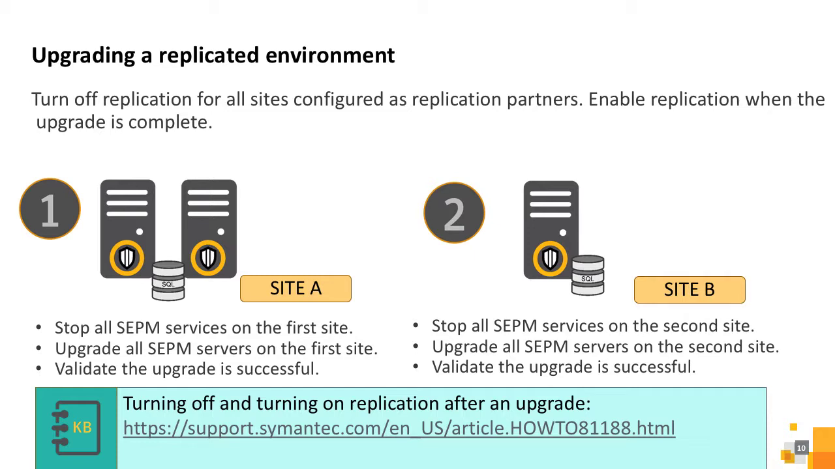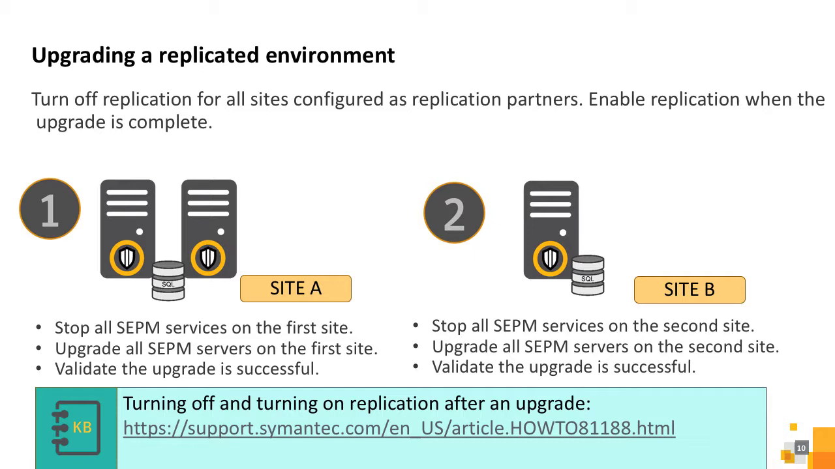You upgrade the SEPM servers using the SEP 14 media. The upgrade process is similar to a fresh installation. You run the SEP 14 installation and then configure it with the Management Server Configuration Wizard. You can validate that the upgrade is successful by logging on to the Symantec Endpoint Protection Manager.